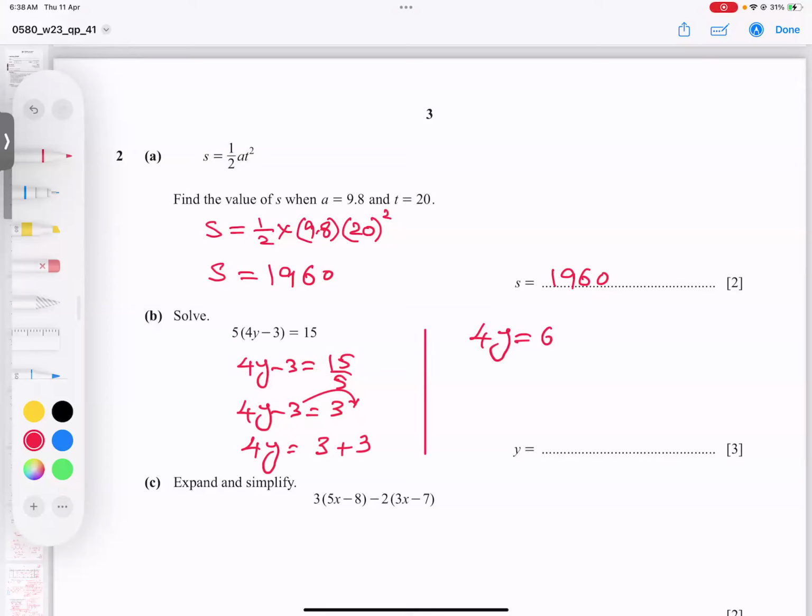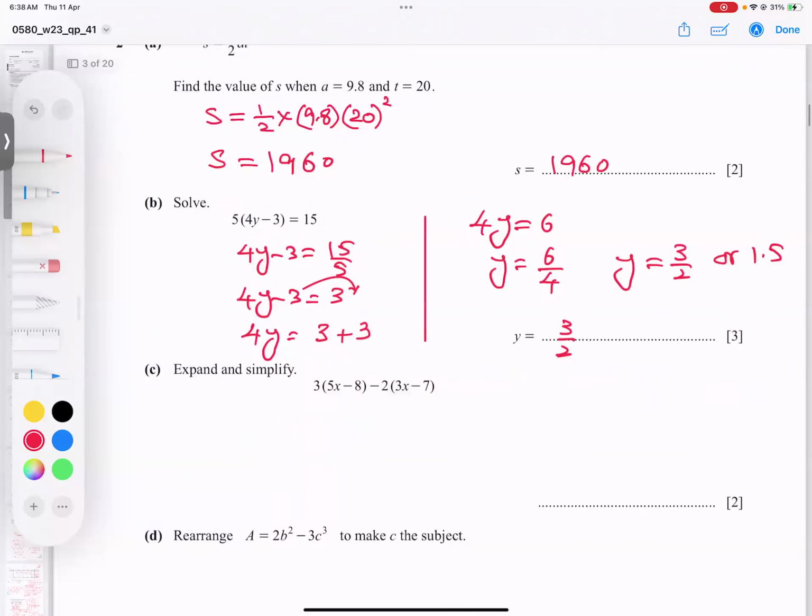And now this 4 will divide. So 4, because it's multiplying here, will divide there. So it becomes like this, and y becomes 2 threes are 3 and 2 twos are 2, or you can write 1.5. Both are correct answers, 3 by 2 or 1.5. So I believe this part is very, very clear. Let's go for the next part.